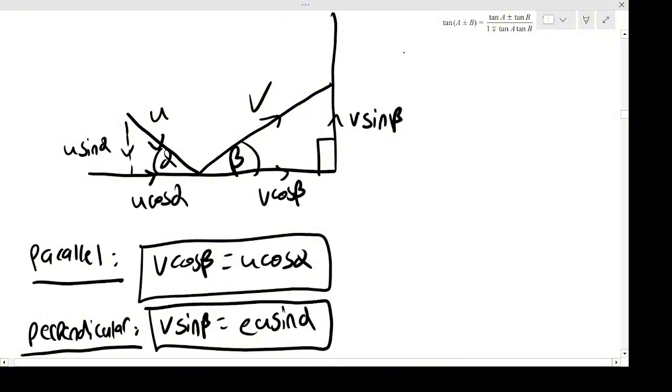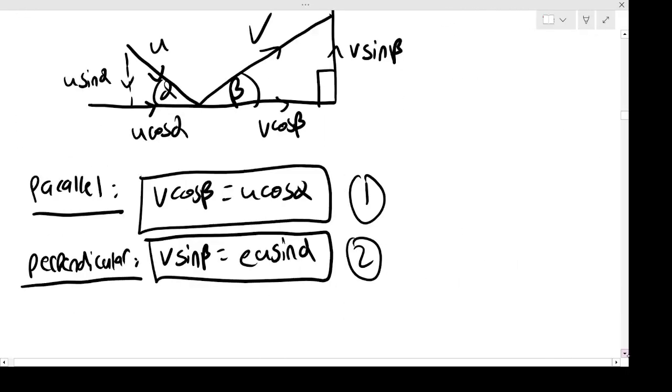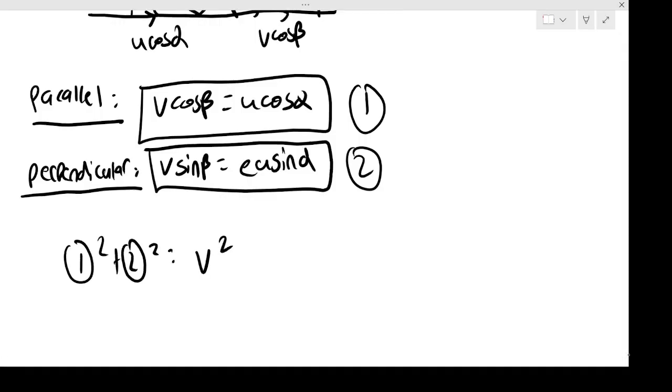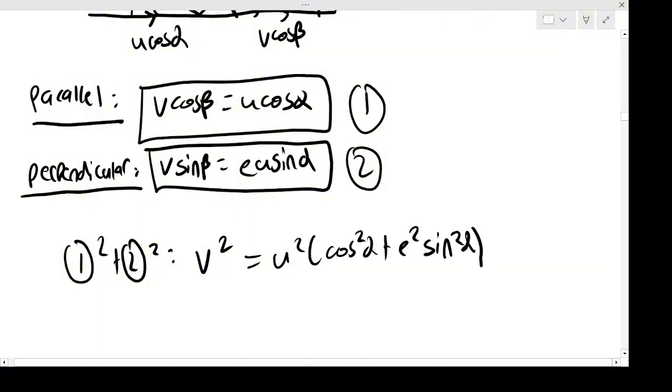Now, what I would normally do is square both the equations. So if I call these equations 1 and 2, I'd square them, then add them to get the speed v. But if I do that, I can't work out the speed nicely. If I square them like that, I'd essentially get that v squared is going to be u squared cos squared alpha. Actually, I'll factor it out. It's going to be u squared lots of cos squared alpha plus e squared sine squared alpha. That's what you'd eventually get to if you square then add them.